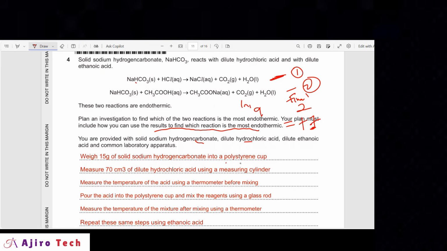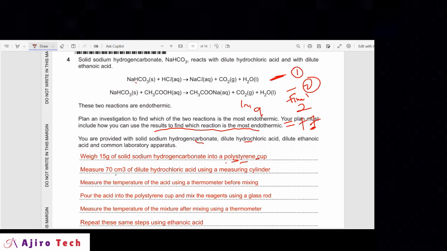Now, why am I using a polystyrene cup? I'm trying to observe temperature changes, and I also want an accurate measurement. So a polystyrene cup, like we said, prevents heat loss. So I'm able to get an accurate measurement of temperature. All right. So the polystyrene cup is the most suitable apparatus or vessel for this reaction. So weigh 15 grams of solid sodium hydrogen carbonate into a polystyrene cup.